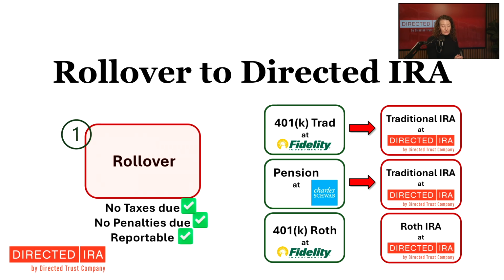Last but not least, if you've got a 401k Roth, which is becoming more and more common ever since the Secure 2.0 Act, if you've got a 401k that's Roth at Fidelity, you can move that into a Roth IRA here at Directed IRA. Once again, in all of those examples, when you're doing a rollover and you're doing it properly, there are no taxes due, no penalties due, and it is reportable. Doesn't mean there's any taxes or penalties due though.